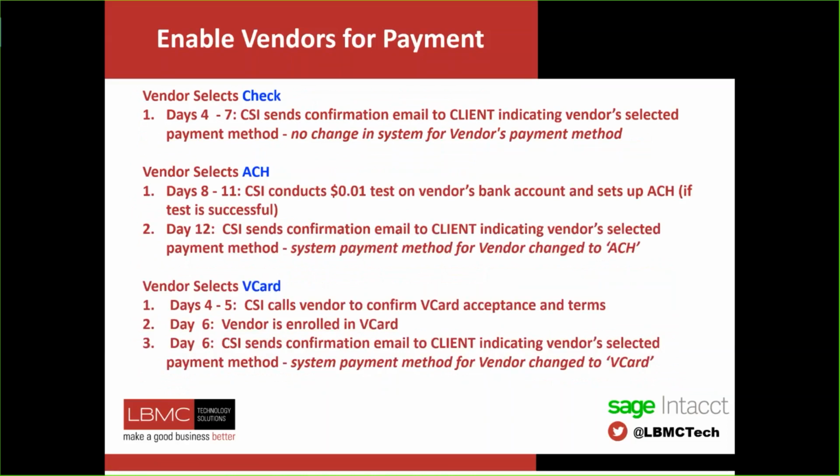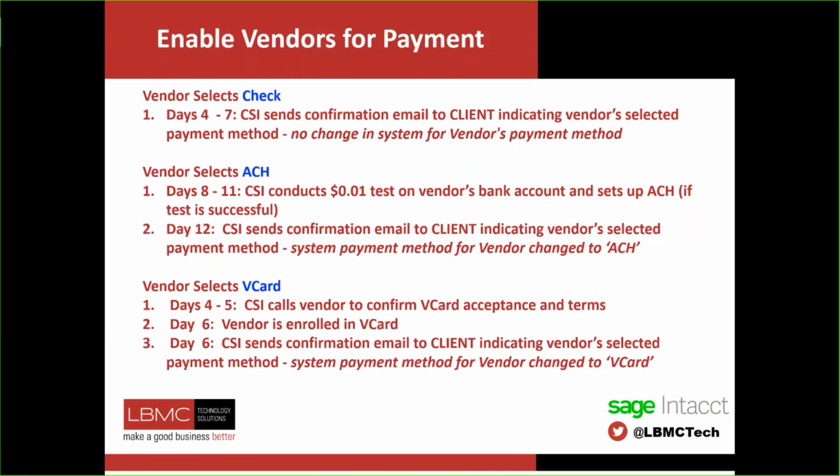So these are the scenarios of what happens next if the vendor selects check. If they select check, then CSI is going to send a confirmation email to you, and nothing else has to happen in the system, because remember, they were defaulted to check in the beginning. And so their record already says check.